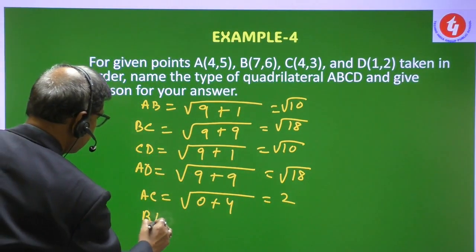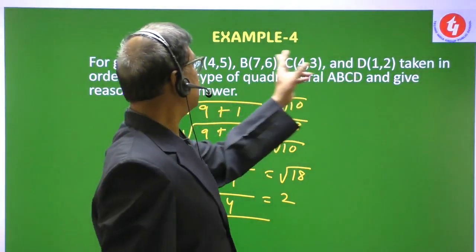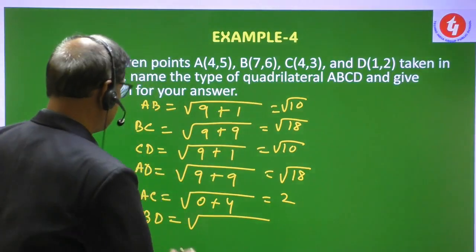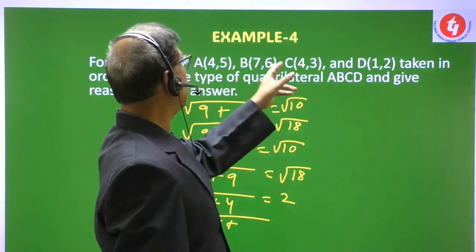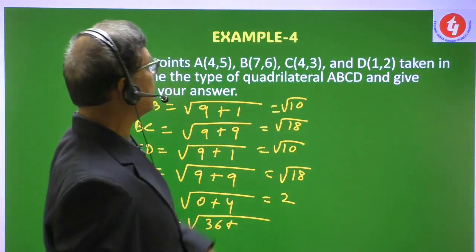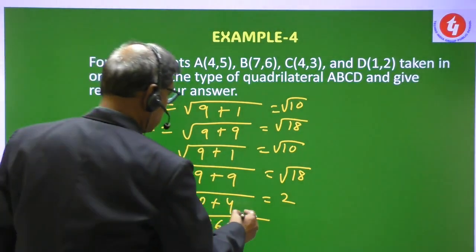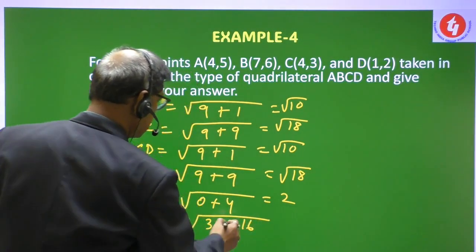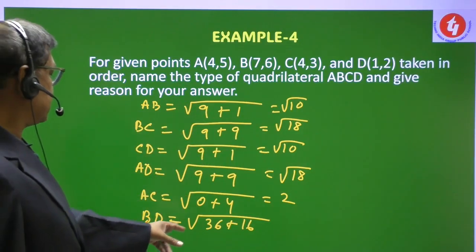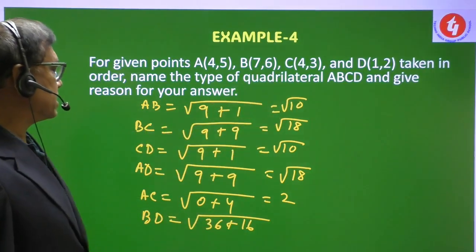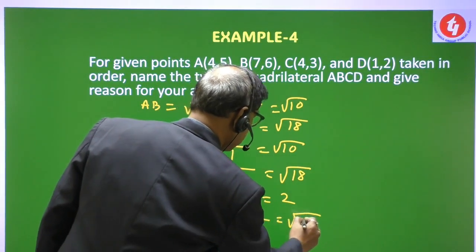And BD: 1 minus 7, that is minus 6, whole square, that is 36, plus 2 minus 6, that is minus 4, whole square, that is 16. So 36 plus 16, so it is coming root over 52.